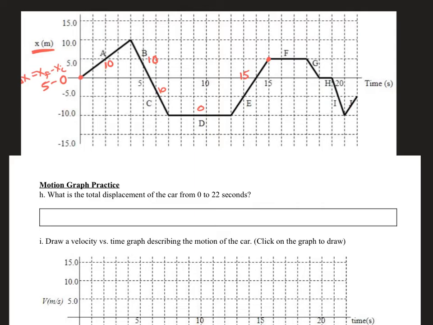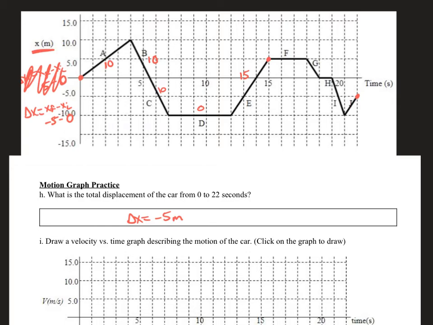So now H, what is the total displacement of the car from 0 to 22 seconds? Well, again, let's get rid of this other one. Displacement is final minus initial position. My initial position at the beginning is 0. At 22 seconds, it ends up at negative 5. So that's my final position. So what's negative 5 minus 0? That's a displacement of negative 5 meters. That means at the very end, it is 5 meters west of where it started.